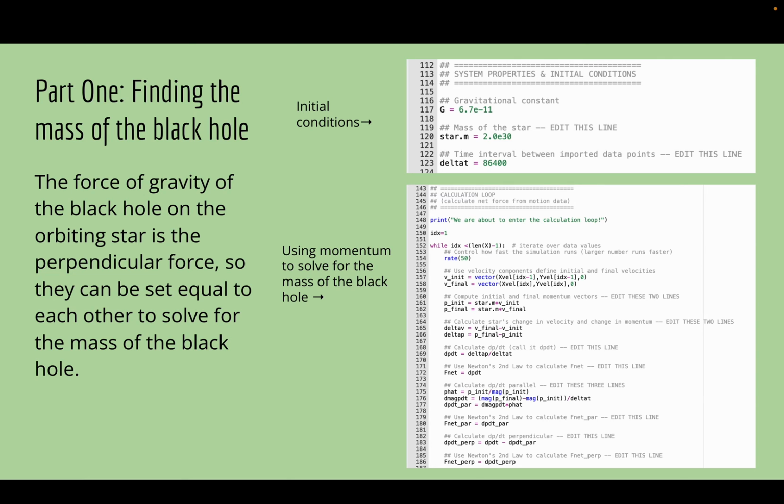So in part 1, we focused on finding the mass of the black hole. The force of gravity of the black hole on the orbiting star is the perpendicular force, so they can be set equal to each other to solve for the mass of the black hole. To the right is some of my code. The top box is the initial conditions that we set, and the bottom part is using momentum to solve for the mass of the black hole.